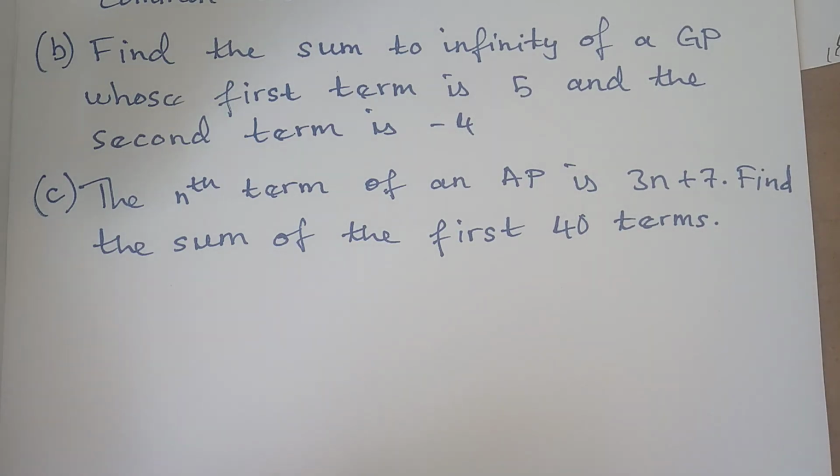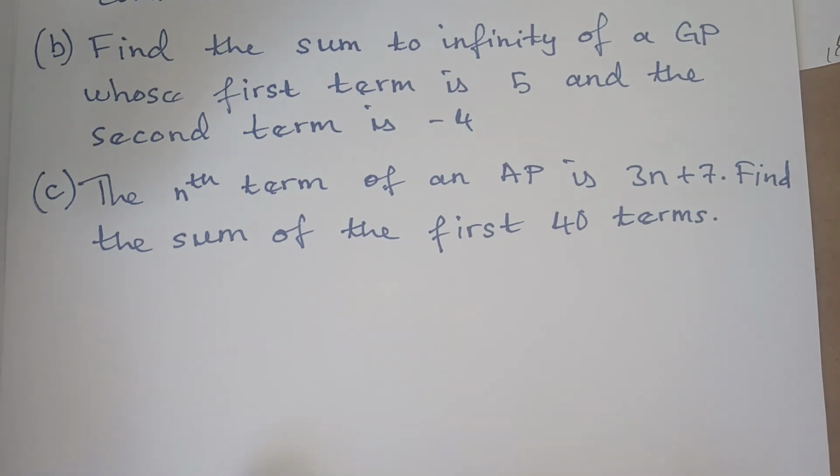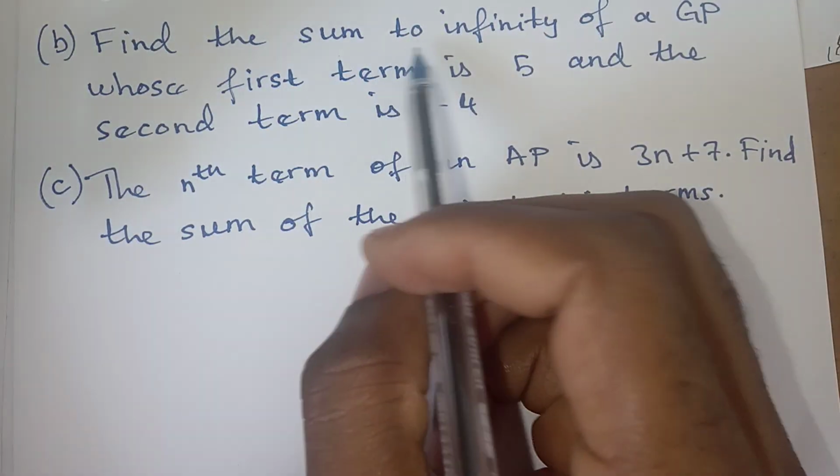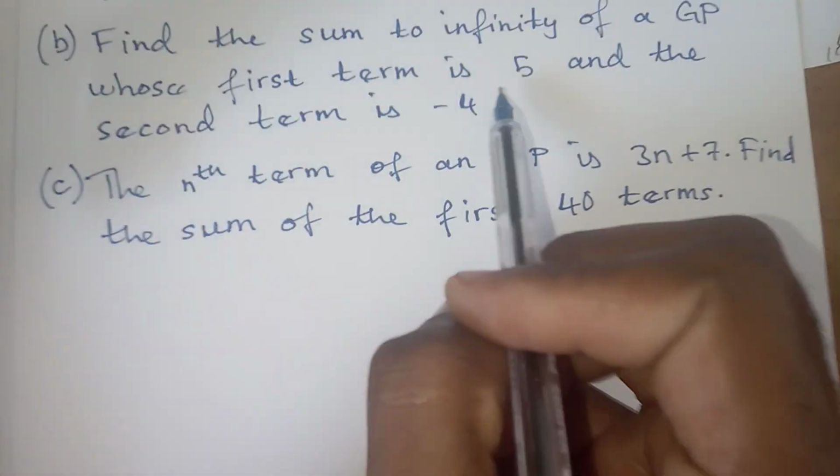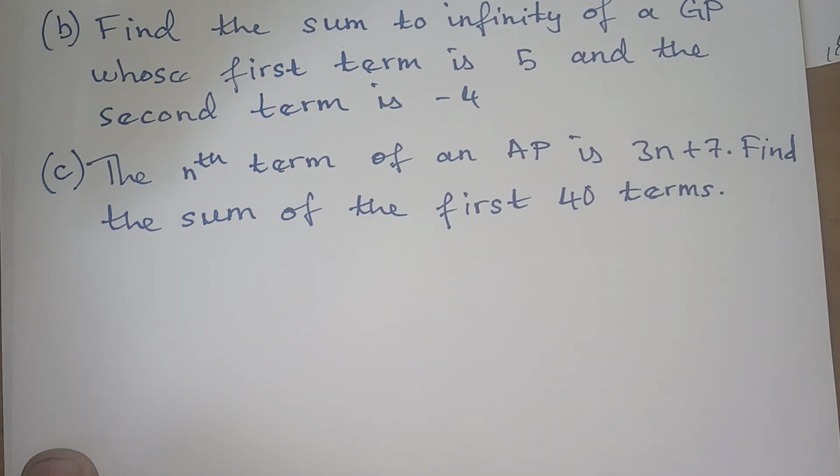So for part B, this is actually the easiest. Find the sum to infinity of a GP whose first term is 5.